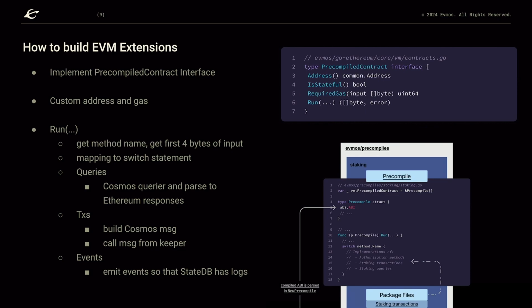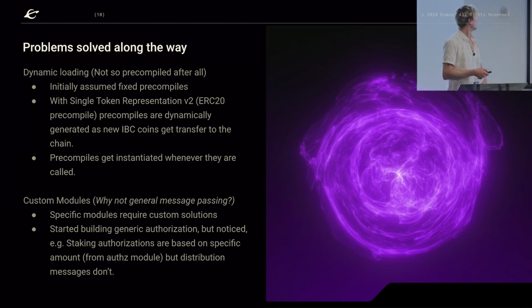Simple primer on this: we use all the standard Cosmos things for querying and broadcasting transactions. For queries, we have the Cosmos querier. The only difference is you need to parse into Ethereum responses. And for transactions, you just take the decoded inputs from the message, build your Cosmos message, and then call the keeper. That's it. What you should pay some attention to is that you also want to emit events. We have Cosmos events, but also Ethereum events. These are important for any clients like indexers to interact with the chain. So that's how you can implement your own ones.